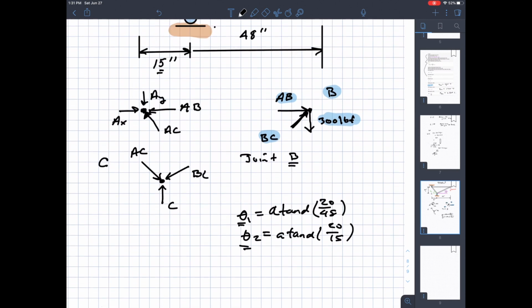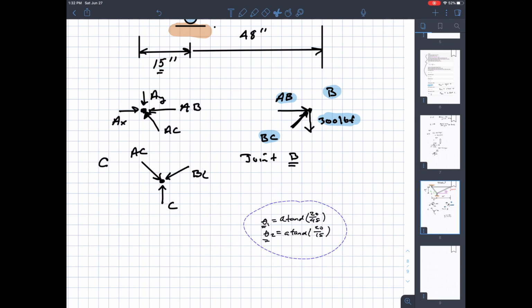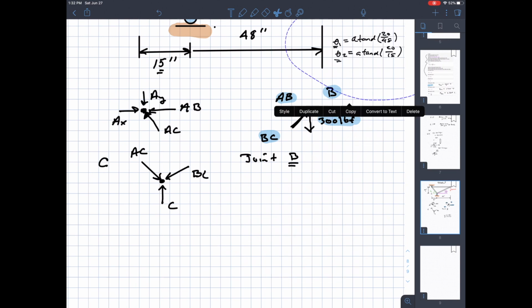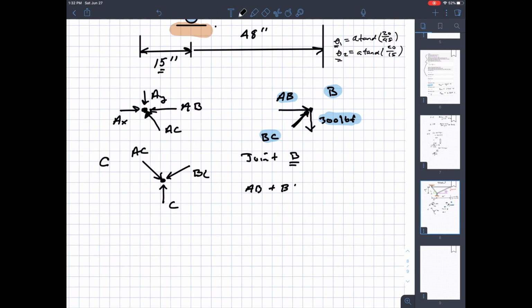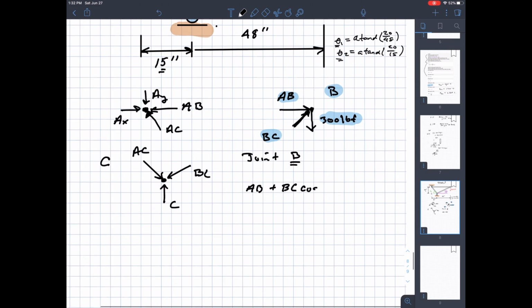Okay, so writing equations at joint B. Sum of forces in the x direction, I have AB being positive. Okay, I have the projection of BC. When I say projection, I mean resolve that into the horizontal component. So that would be BC times the cosine of theta 1. Both those are in the positive direction, so they get a positive sign, and that's equal to 0. Okay, so there's one equation.